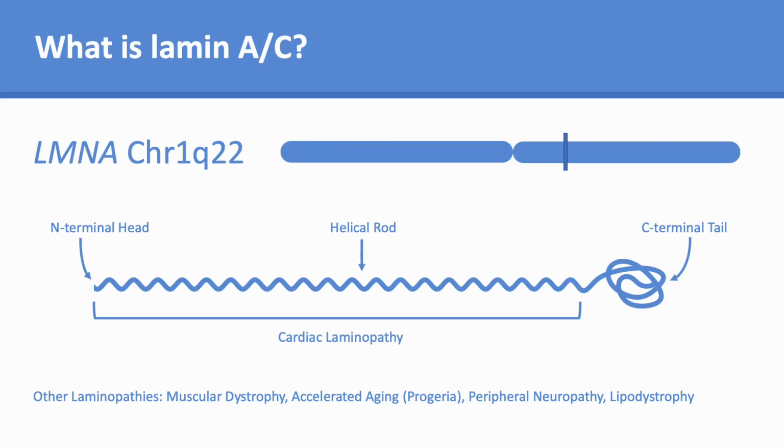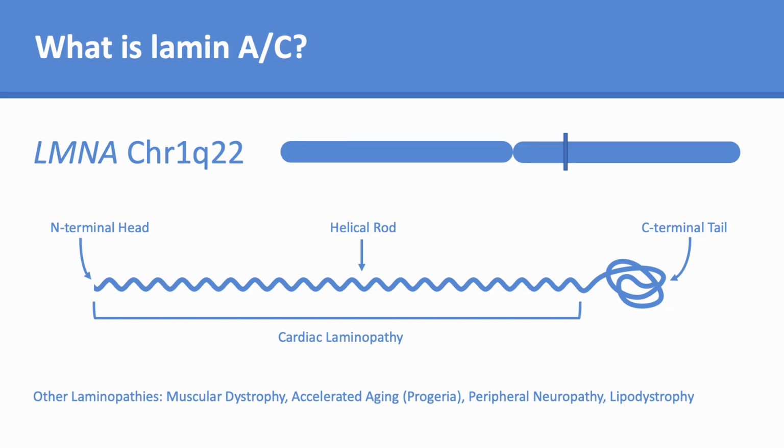What is lamin AC? Well, it's a set of proteins that are translated from the LMNA gene found on the Q arm of chromosome 1. Through alternative splicing, the gene produces various A-type lamins that are important to signaling, transcription, and the organization of chromatin in the cell nucleus. The protein has three main regions: an N-terminal head, a helical rod, and a C-terminal tail, and the proteins dimerize through the helical rods wrapping around each other.